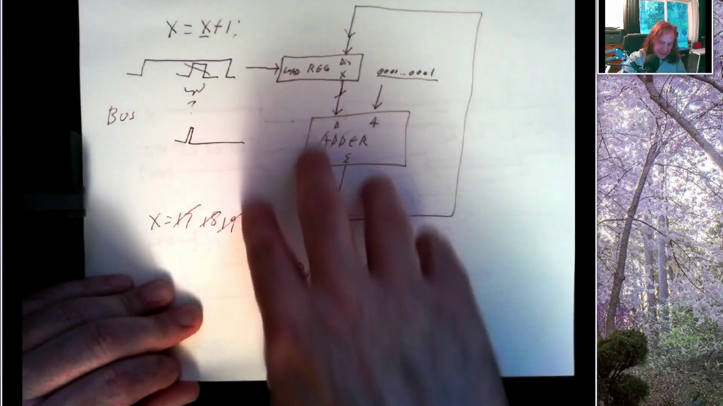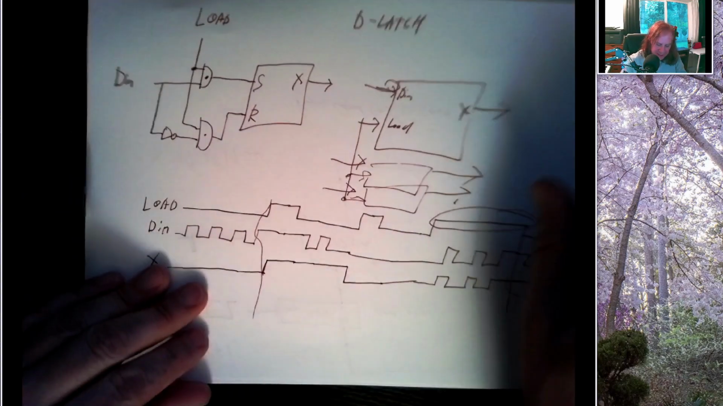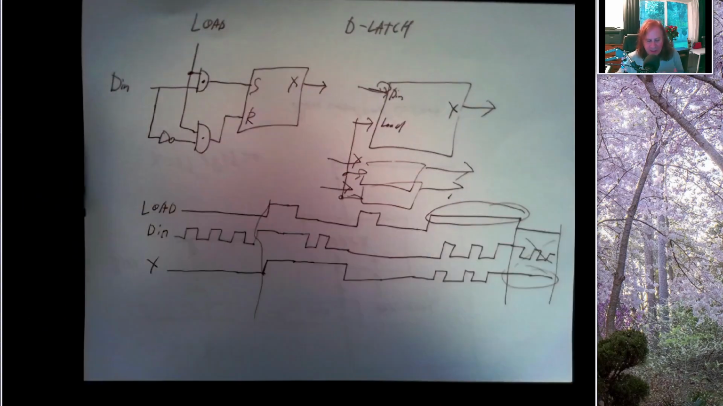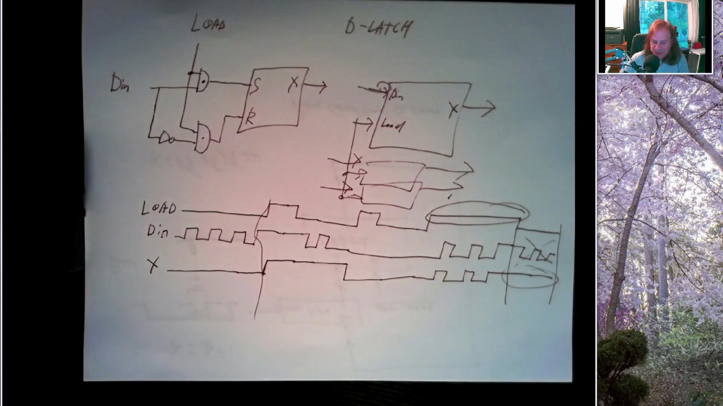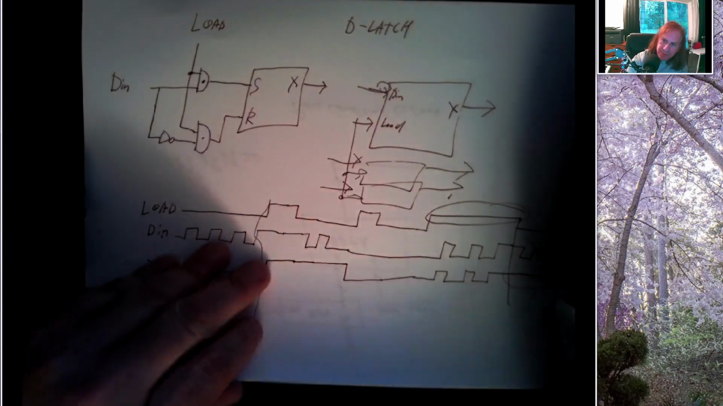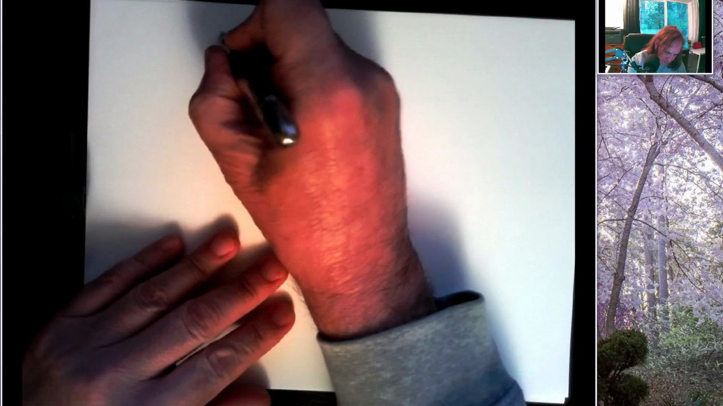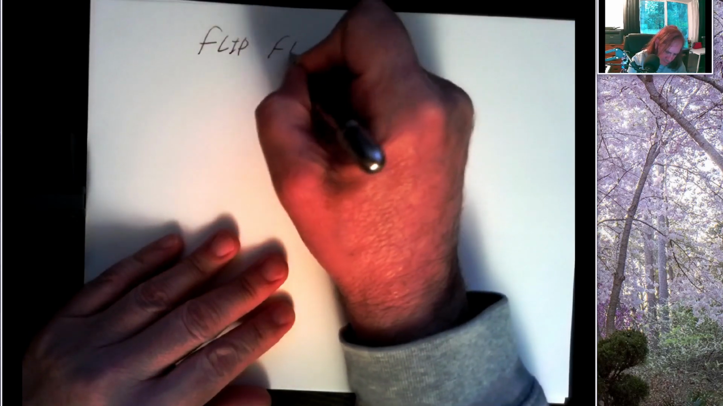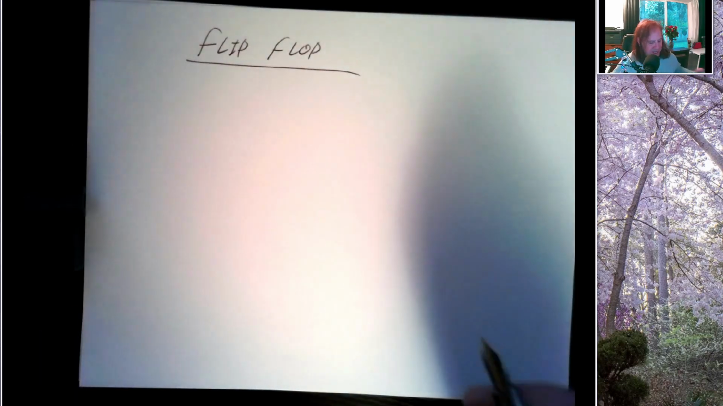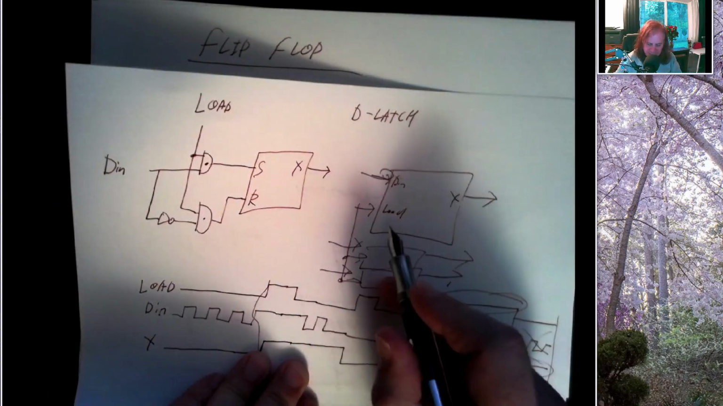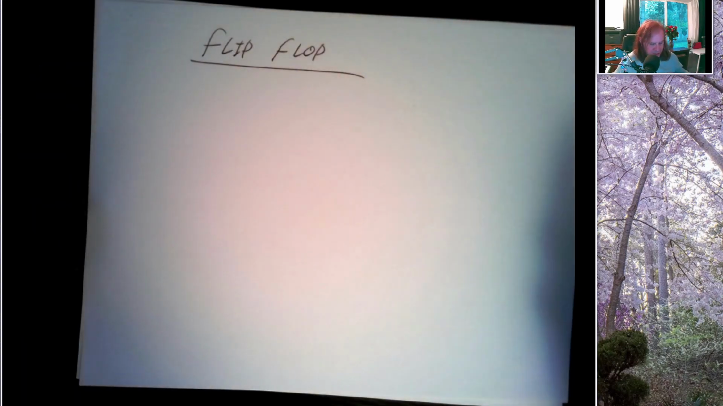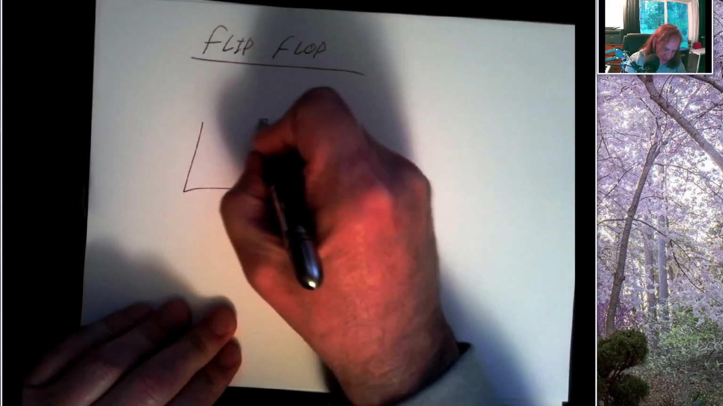So these are useful building blocks. These D latches are part of a better type of memory element, which is what we actually use, and that's going to be a device called a flip-flop. So let's look at what a flip-flop does. So imagine we have a D latch, load line, data in, and an output. And let's make a pair of these.